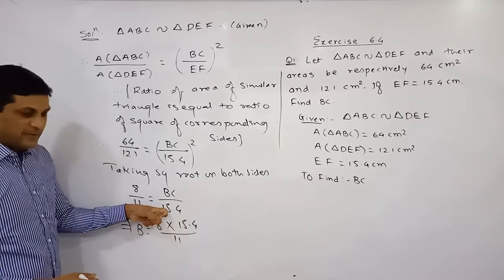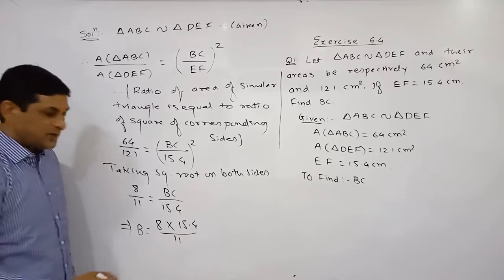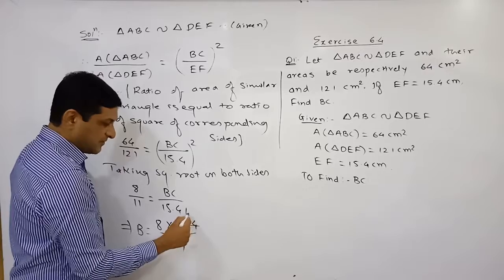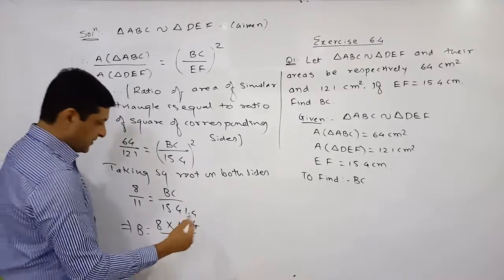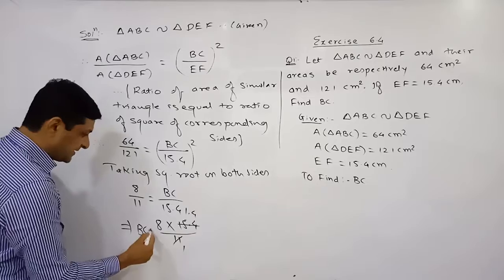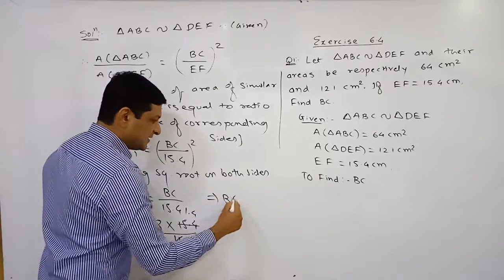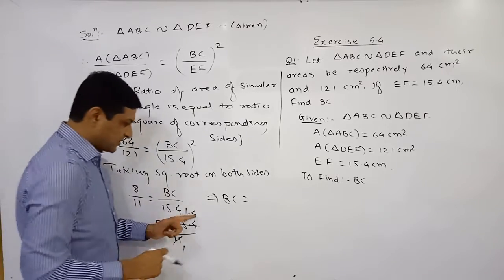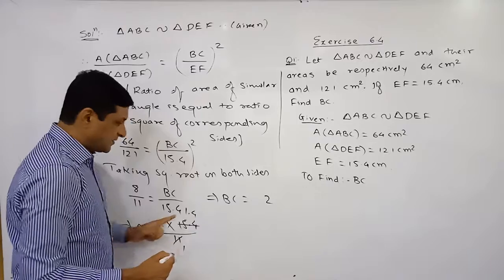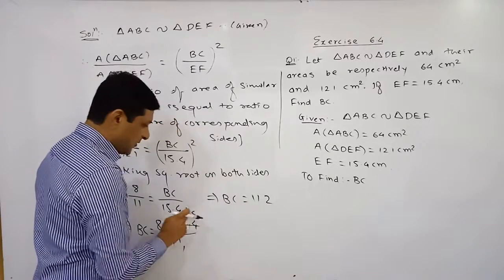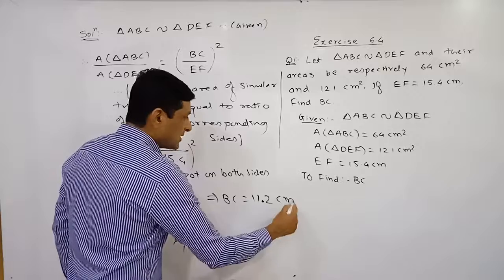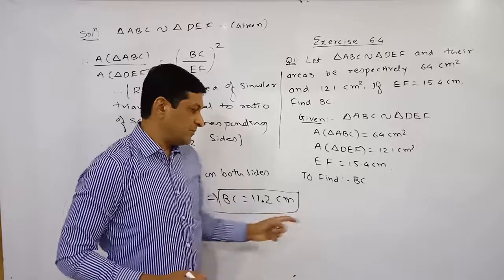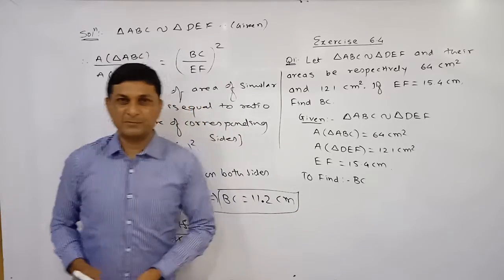Just simply this 15.4 will get multiplied with 8. So here 11 ones are 11 and 11 ones are, meaning 1.4s are. So therefore BC is equal to 8 into 1.4. 8 fours are 32, carry 3, 8 ones are 8, 8 plus 3 is 11. The decimal point is before one digit. In this way we have got our required value of BC. So BC is equal to 11.2 centimeter.